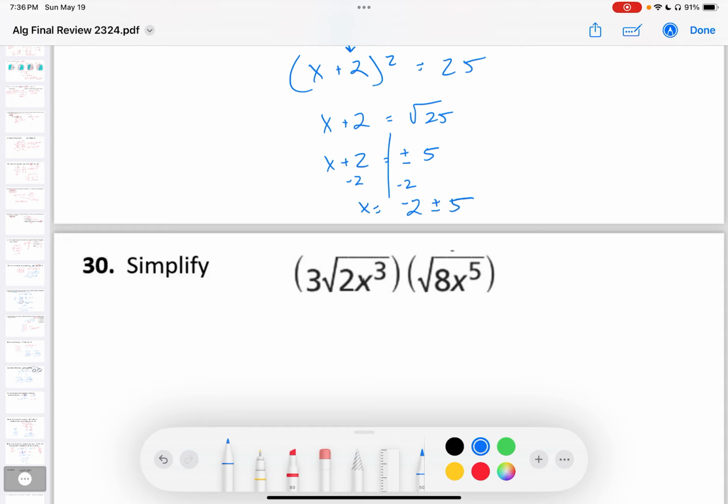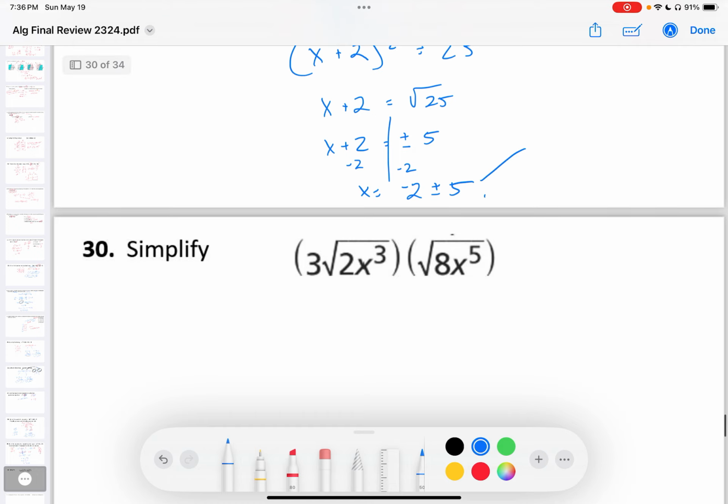So I've got x equals negative 2 plus or minus 5, and because those are numbers, we can do negative 2 plus 5 and negative 2 minus 5. Negative 2 plus 5 is 3. Negative 2 minus 5 is negative 7. And those become our two solutions.